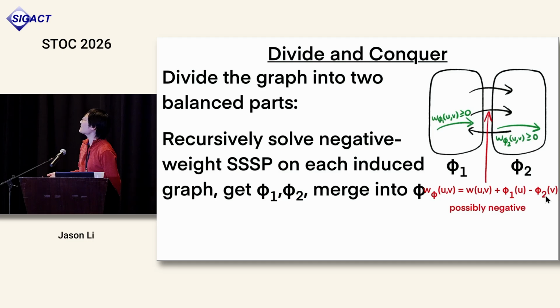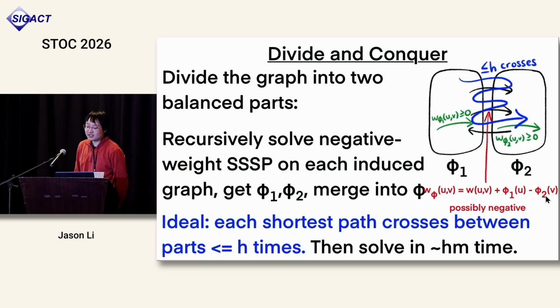So that's pretty good at saying that at least a good fraction of the graph is non-negative. And this recursion is good because the pieces are balanced, so the recursion depth is small. And in fact, here's an ideal case where you can indeed finish and solve the problem. Suppose that every shortest path in the original graph crosses between the two parts a small number of times, let's say h times. Then it turns out there's an algorithm to solve this problem in m times h time.